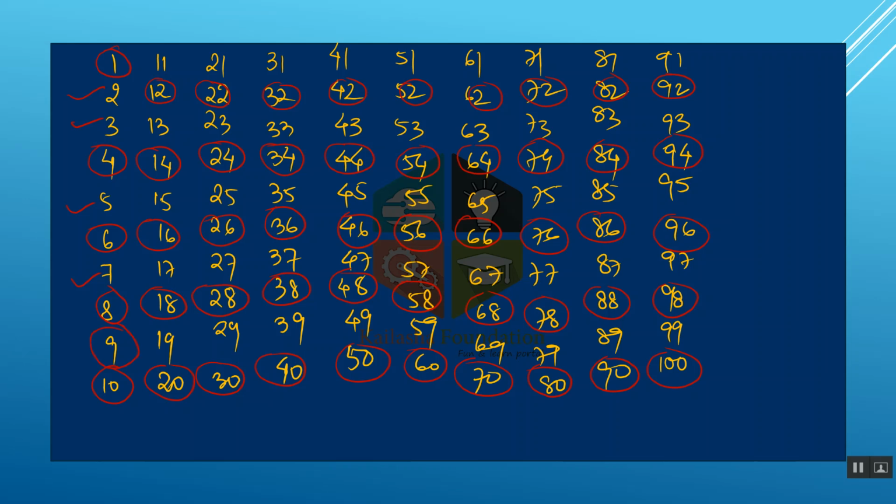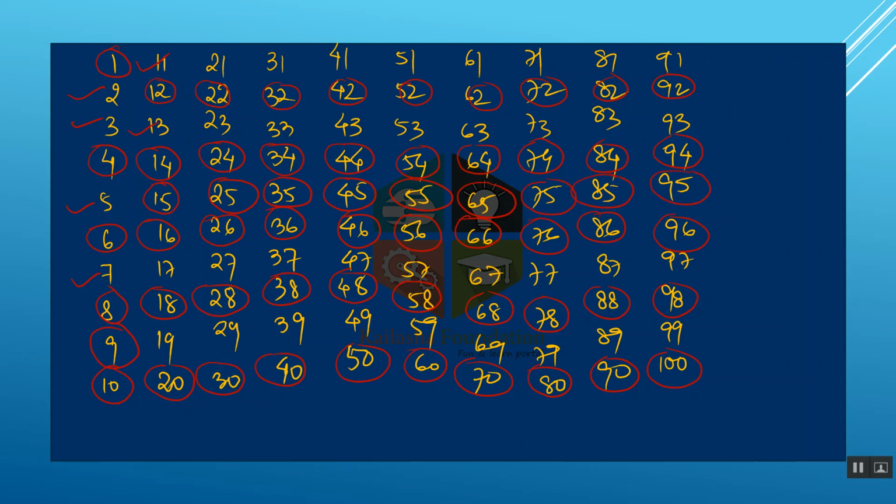So 9 is divisible by 3, so 9 is not prime, so 9 will also be circled. 11 is prime, 13 is prime, 15 is divisible by 5 and 3 both, so 15 will also be circled because 15 is not prime, and this entire row will be circled because all these are divisible by 5.